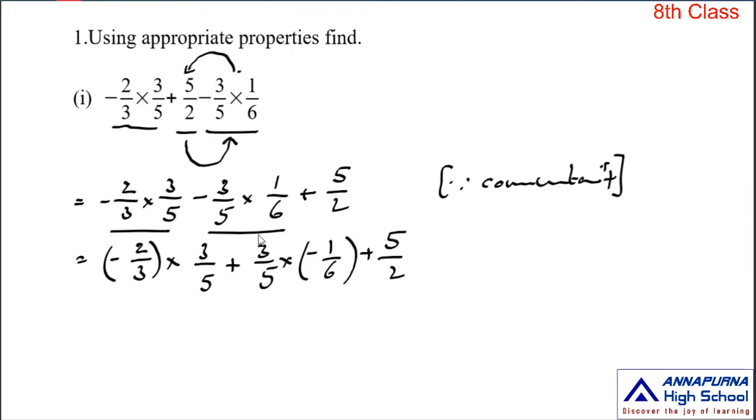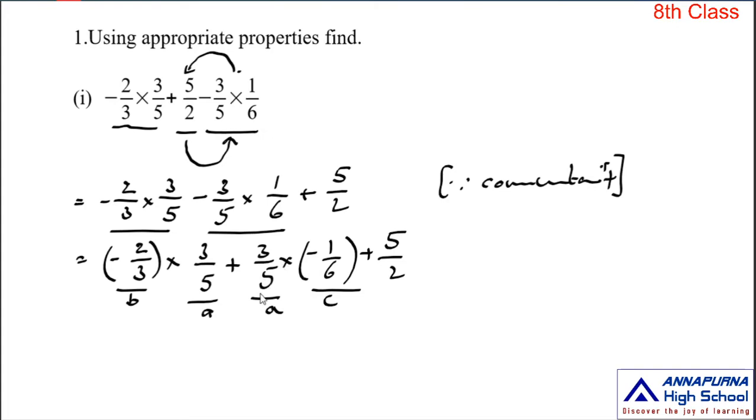So you can write that numerical statement like this. Okay, now it is in the form of a into b plus a into c. This is a, this is b, this is a, this is c. Why? Because this 3 by 5 is the common factor of these two terms.